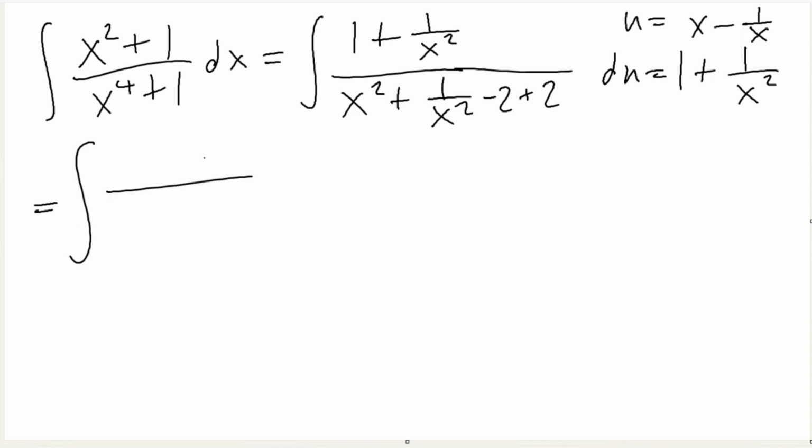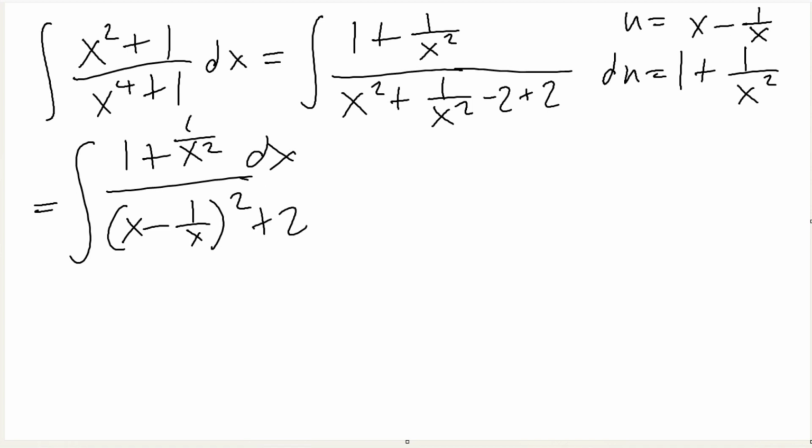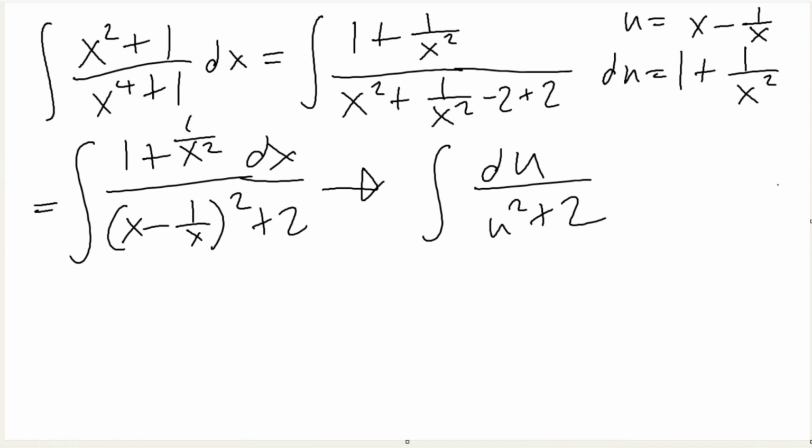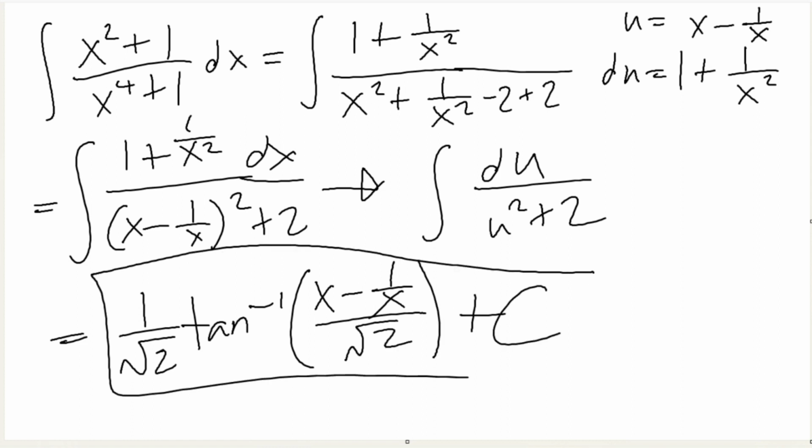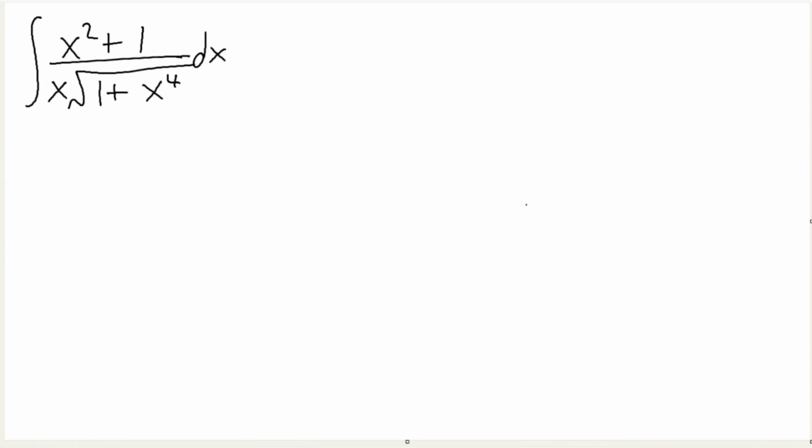So then I get x minus 1 over x squared and then plus 2. Now this is just du over u squared plus 2. Okay? So now this is very easy. This is just 1 over root 2 inverse tangent of x minus 1 over x, over root 2, plus c. That's my answer.